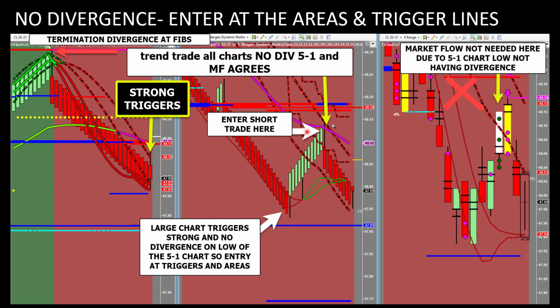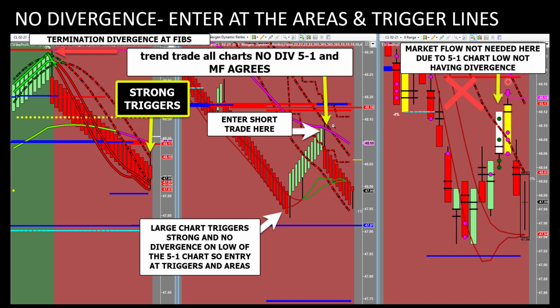Remember, to minimize risk and maximize profit potential, the entry is to be placed inside of the trigger lines at the mid-band. Remember, since there is no divergence present on the 5 chart low, you will enter the position at the spot. In this situation, the market flow chart is not needed for this trade setup.